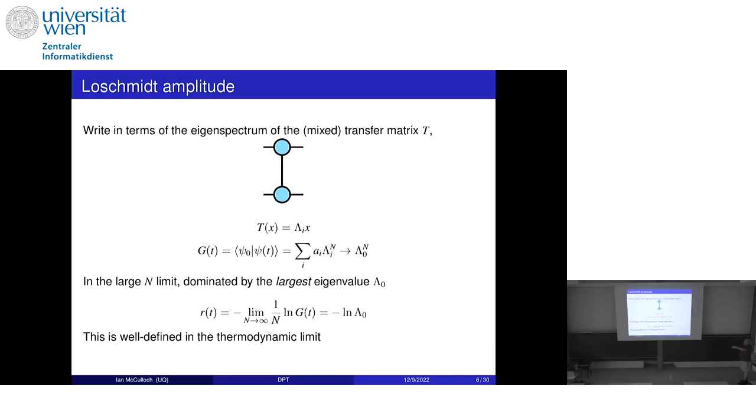So for the students in the audience, if you use the same MPS on both sides, and our MPS is normalized properly, that would mean that lambda naught would be 1. That's the normalization constraint on my MPS. But here, they're two different MPS. So this lambda naught, or the modulus of it, is always going to be strictly less than 1, unless it exactly happens to coincide with my initial state again. Okay, so then I can calculate my return rate, which will be the limit as n goes to infinity of 1 over n of log of g, which is exactly the negative log of lambda naught, my transfer matrix eigenvalue. So this is well defined in the thermodynamic limit, taking into account all of the prefactors and the scaling.